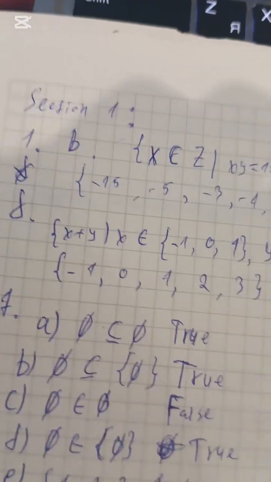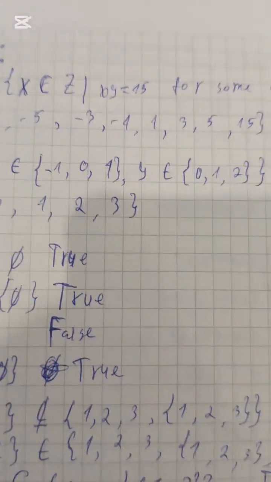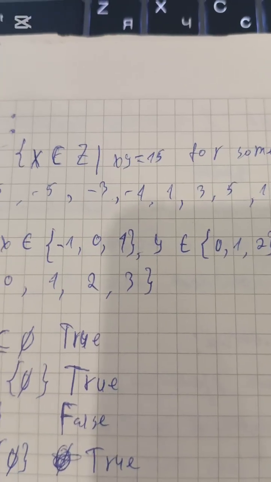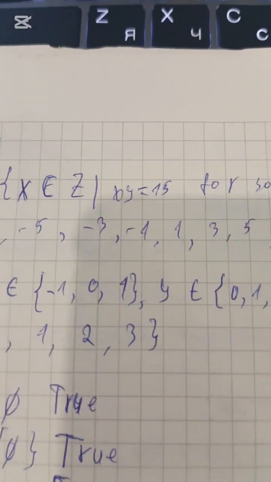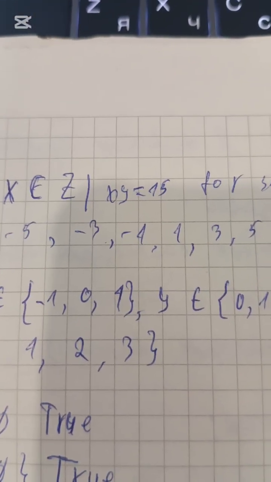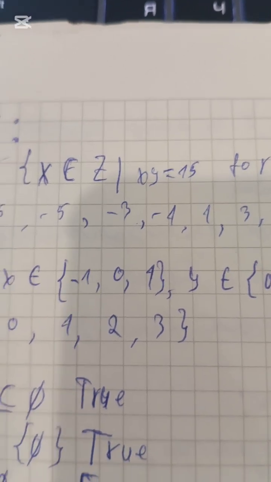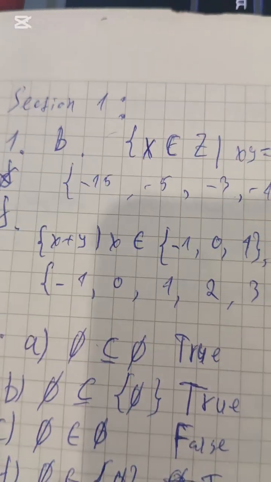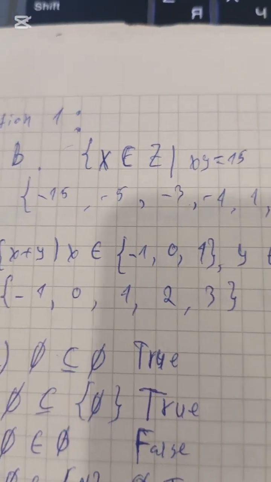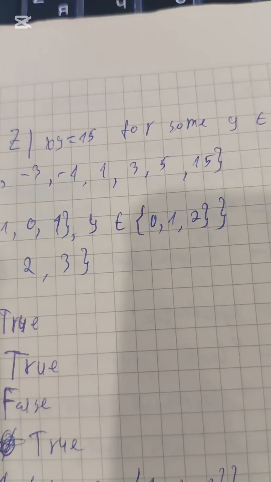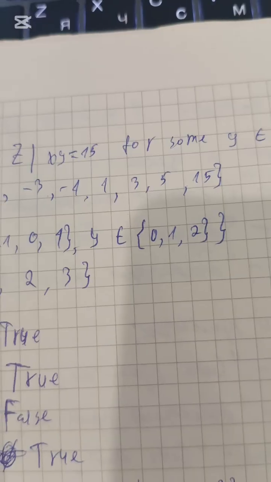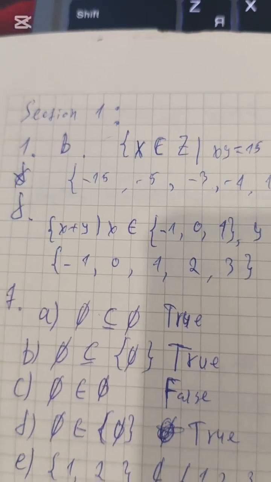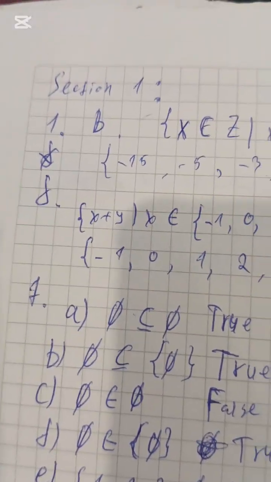exercise 1b, there you should find all possible values of x that can be multiple of x and y, that is 15. So the answer will be minus 15, minus 5, minus 3, minus 1, 1, 3, 5, and 15. I'm sorry, not minus, it's negative. And next is D.